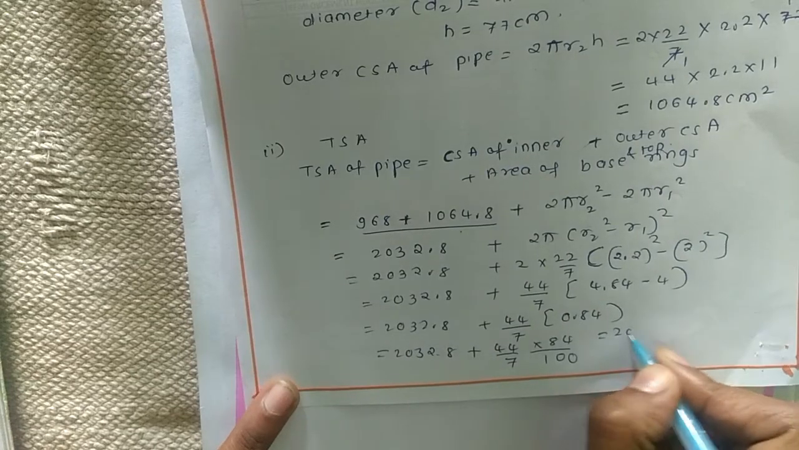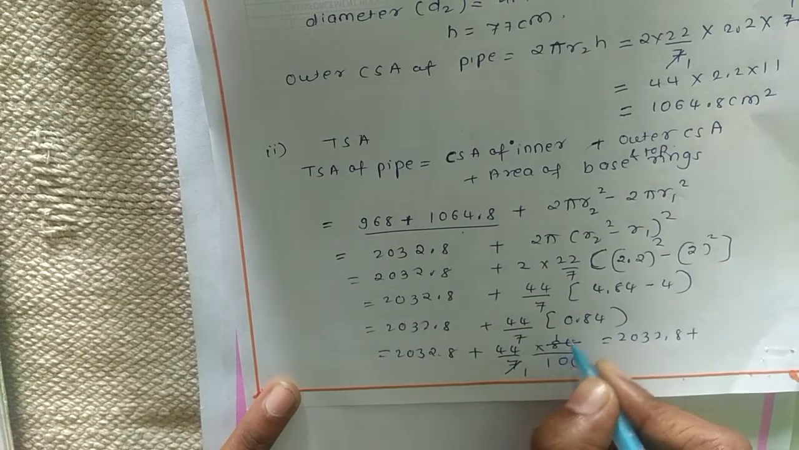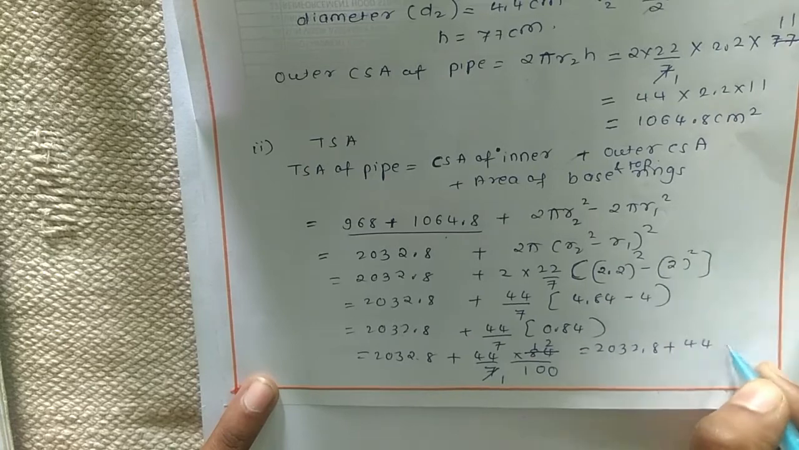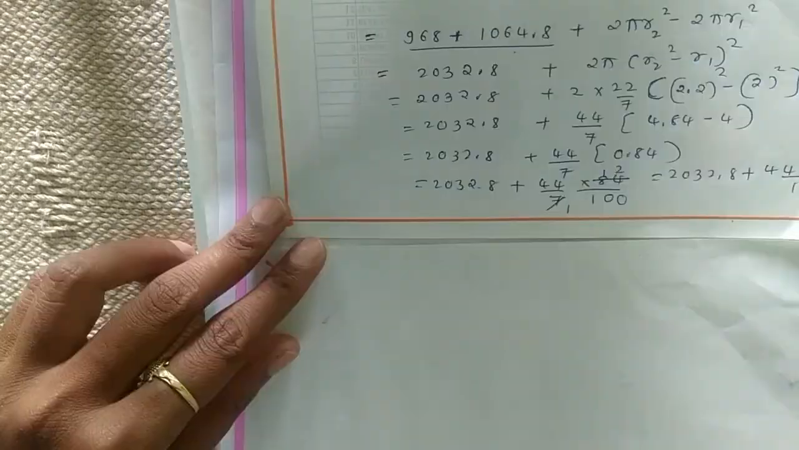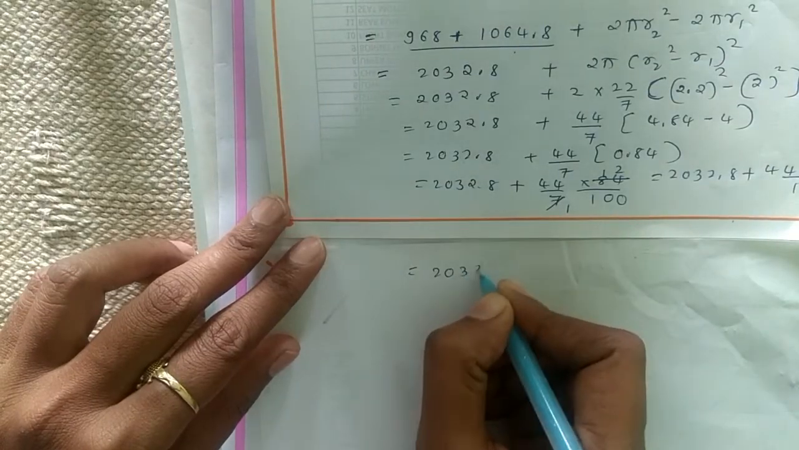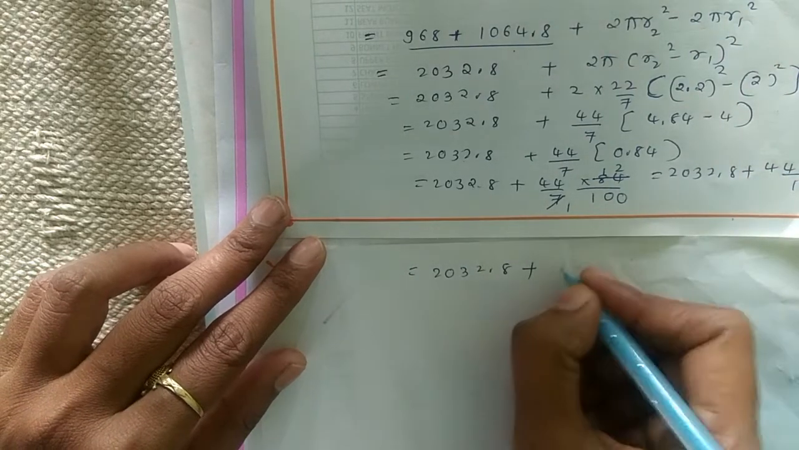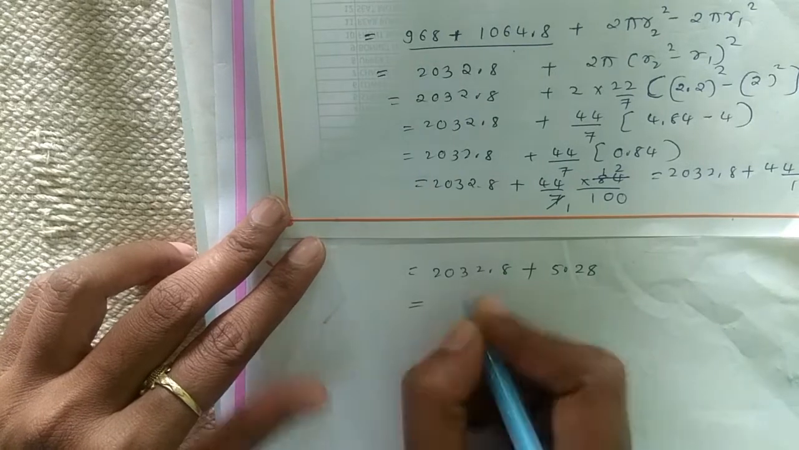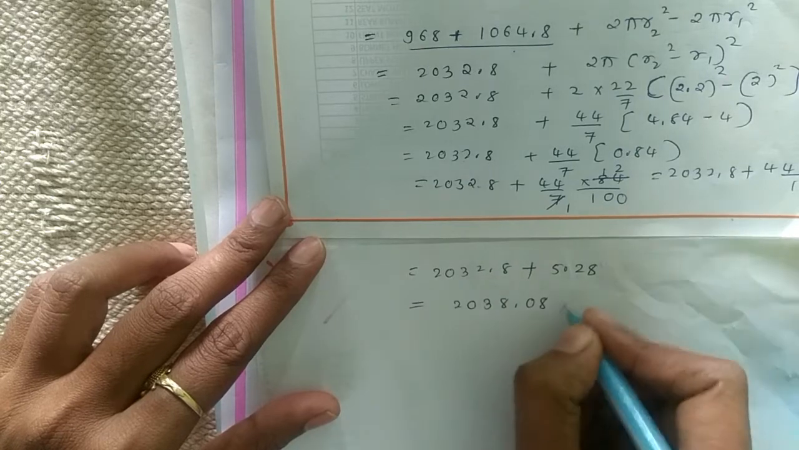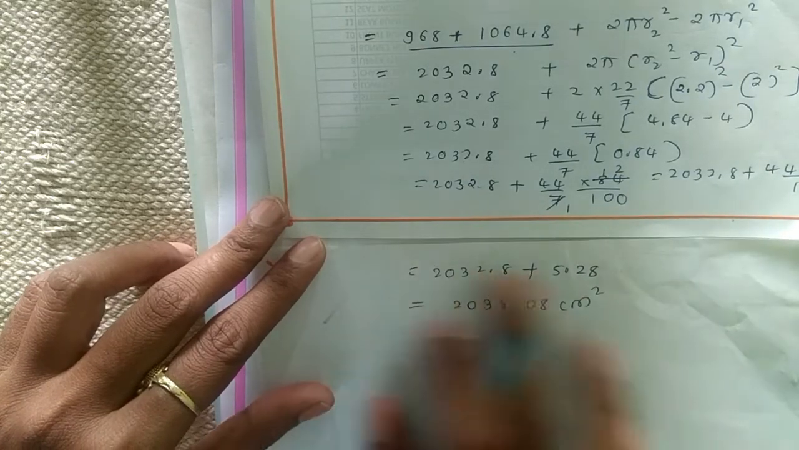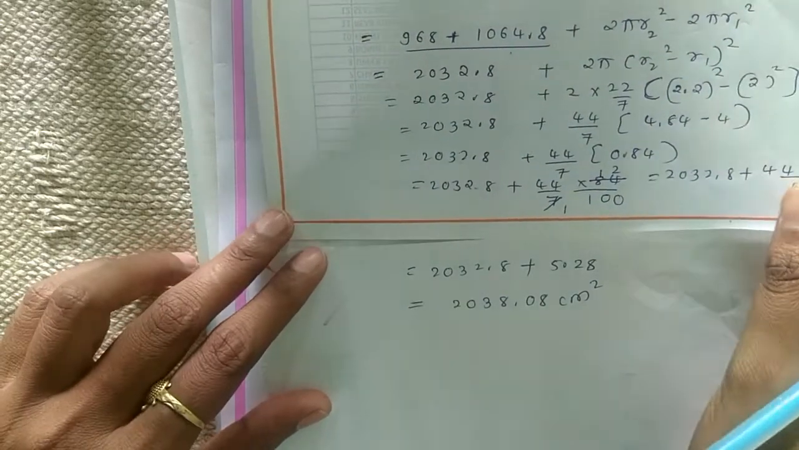So 84 into 100. So 2032.8 plus, 7 on the 7, 12, 44 into 12 upon 100. So finally if you find this, 5.28. Then if you add, finally you get the answer as 2038.08 centimeter square. So this is the total surface area of the pipe, including inner curved surface area, outer curved surface area, and the areas of the rings.